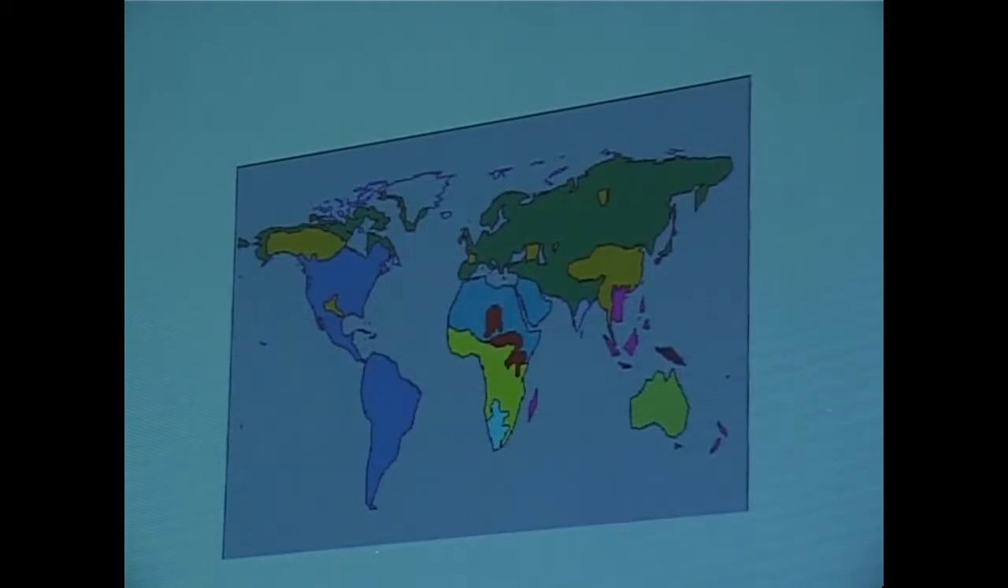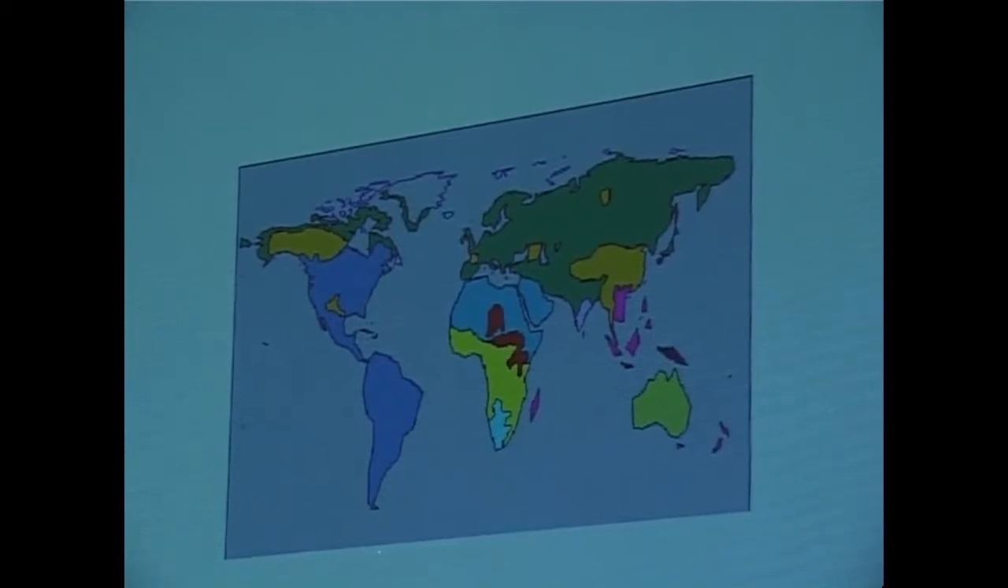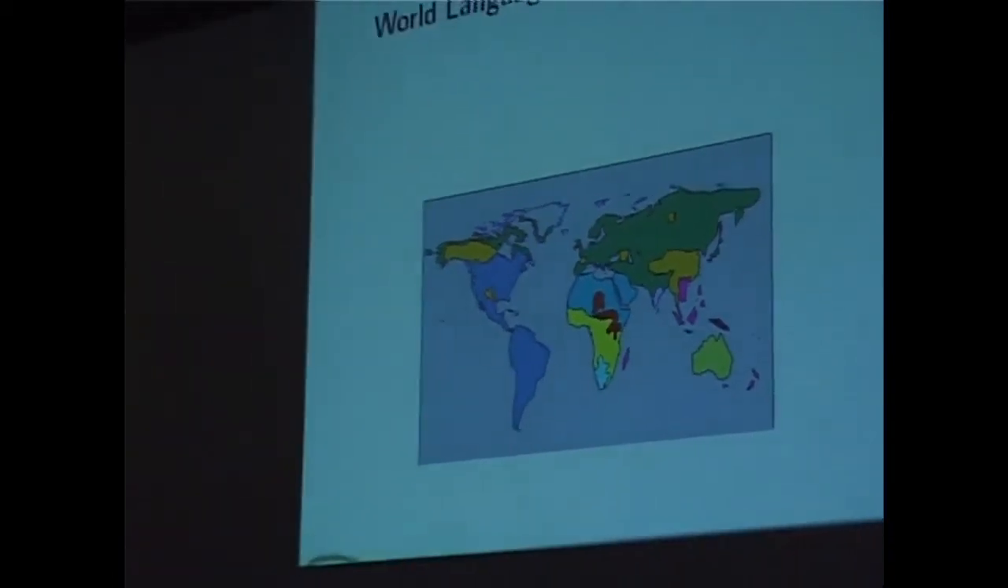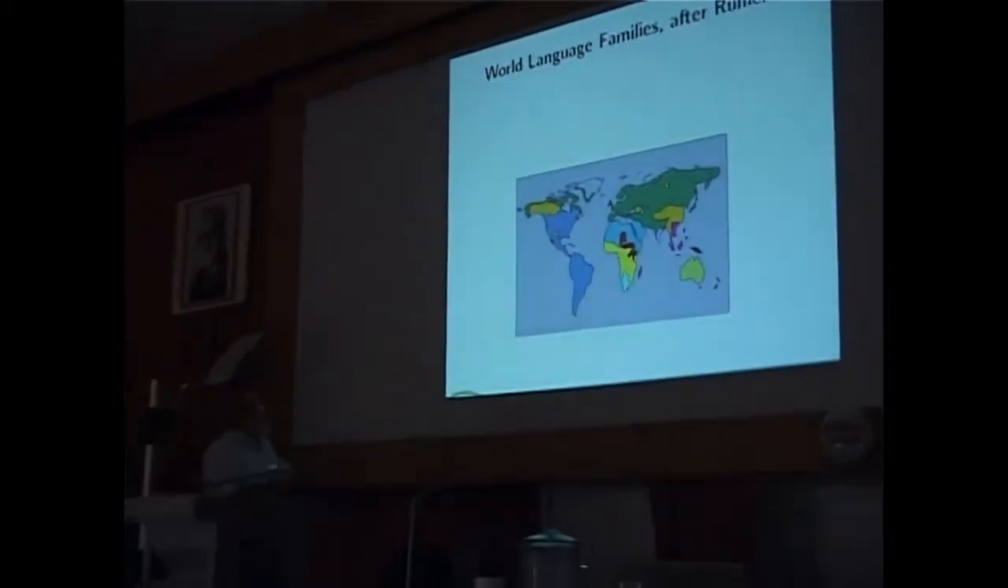This yellow language family is interesting. It's what's called Nostratic, Dene-Caucasian. From the Basques, Caucasus Mountains, a group in Siberia, Chinese, and the... Henry, you're pointing at your laptop? I'm sorry. Just you. I'm accustomed to transparencies where you can point at them.